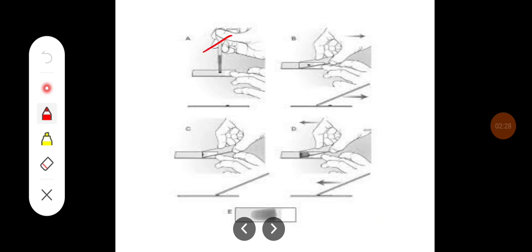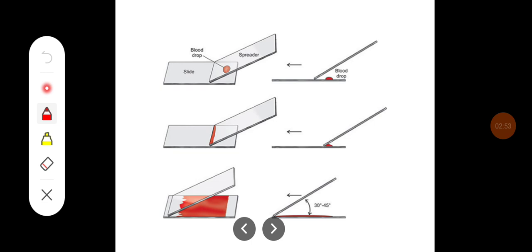So take a drop of blood. Then place the spreader just in front of the blood drop, pull it back and spread the blood throughout the edges. Then, maintaining uniform forward movement, just push it in a forward direction, maintaining a 30 to 45 degree angle. Okay, so this is another diagram showing it. Keep the spreader like this and pull it back, spread the blood uniformly, then move it in a forward direction maintaining a 30 to 45 degree angle.